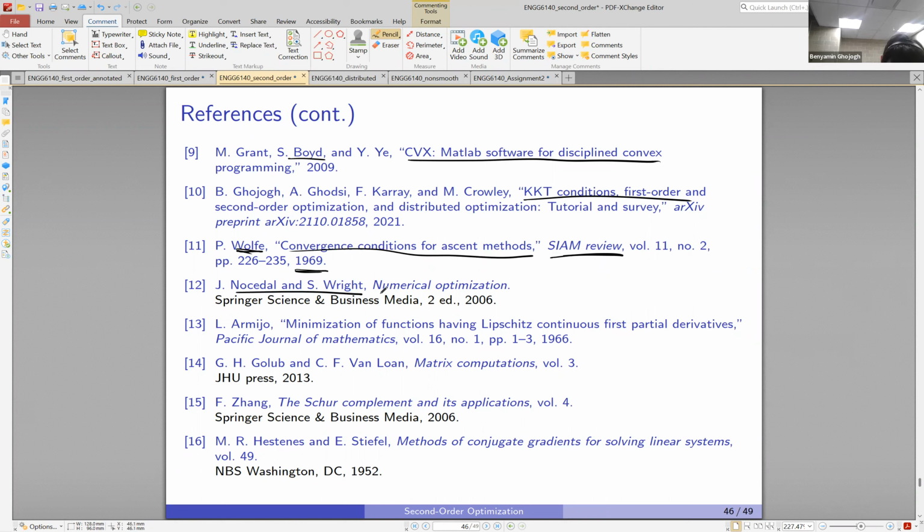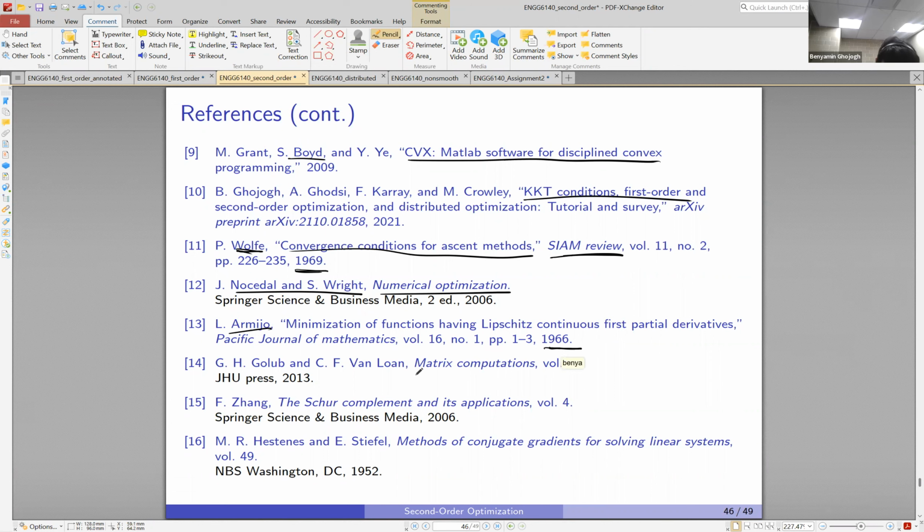Nocedal and Wright's book, Numerical Optimization, Chapter 6, I think, talks about Quasi-Newton methods, BFGS, LBFGS, all of these. Nocedal proposed LBFGS. Armijo paper in 1966 for Armijo condition in line search.